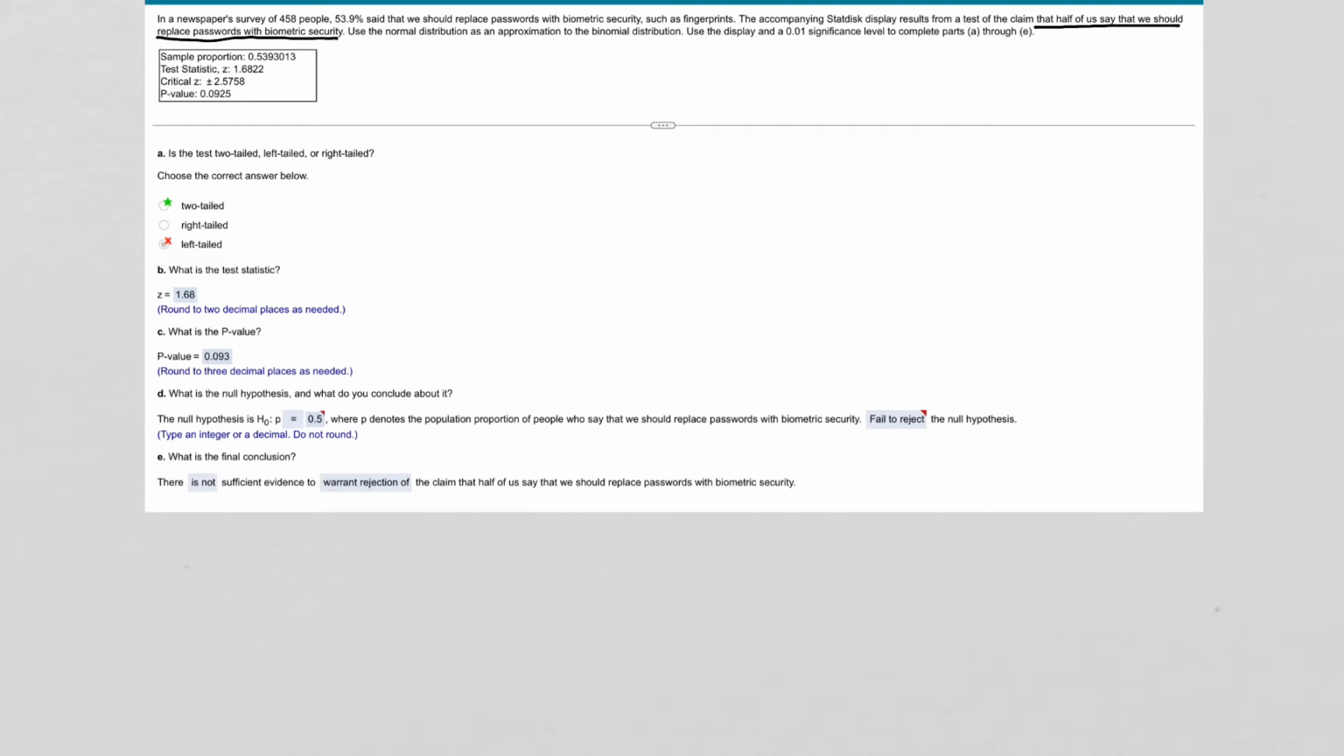When I write my null and alternative hypotheses, for the null hypothesis, I'm going to use that the proportion is equal to 0.5, because that's half. And the alternative hypothesis is that P is not equal to 0.5, because they didn't say higher or lower. They just gave the null hypothesis as the claim. And the alternative hypothesis then would be a not equal to statement.